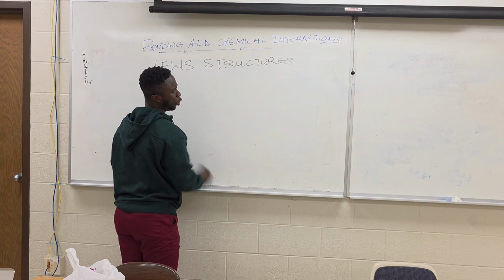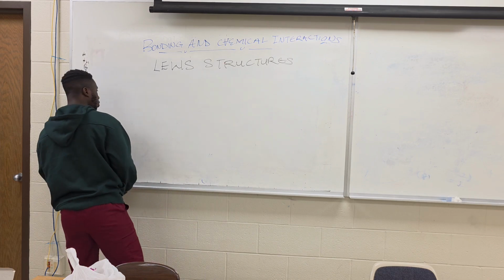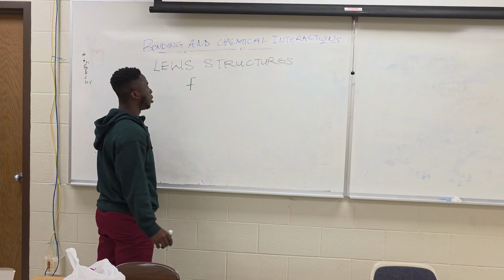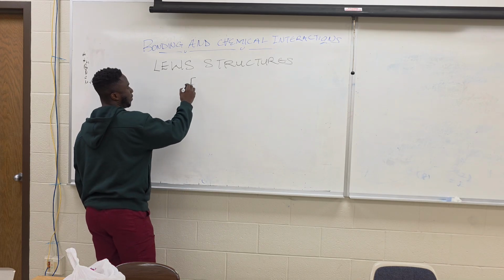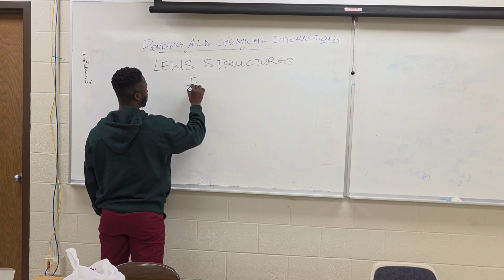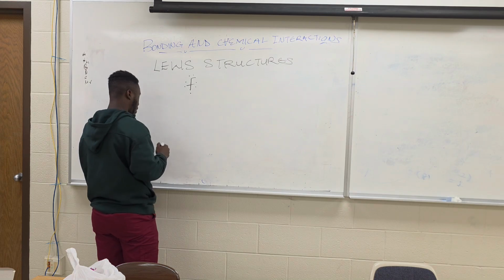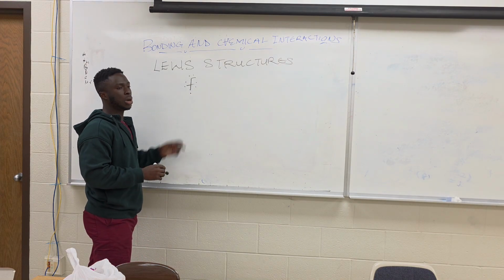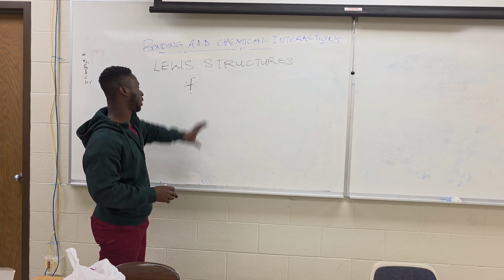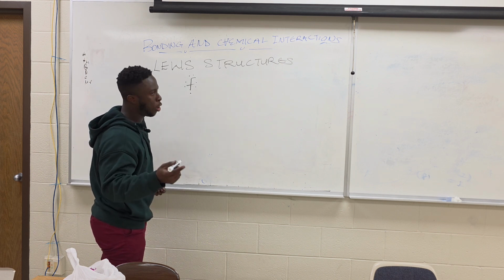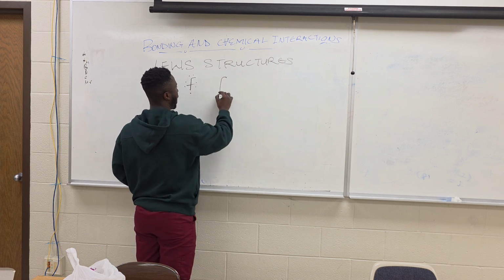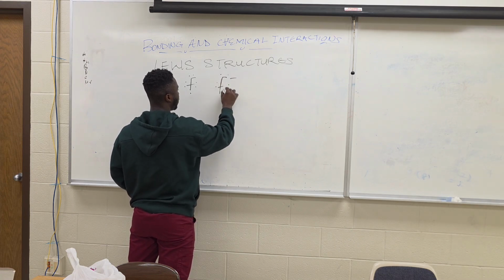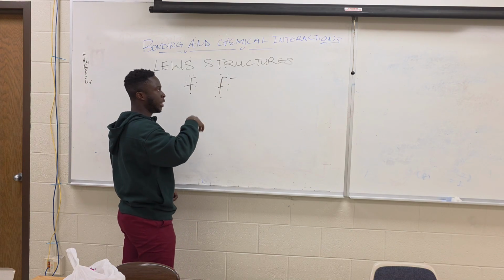So let's say fluorine, for example. Fluorine would have 1, 2, 3, 4, 5, 6, 7, and will have 7 electrons in its atomic shell. And for a fluorine ion, the F minus, it would be 1, 2, 3, 4, 5, 6, 7, 8 to fill the octet.